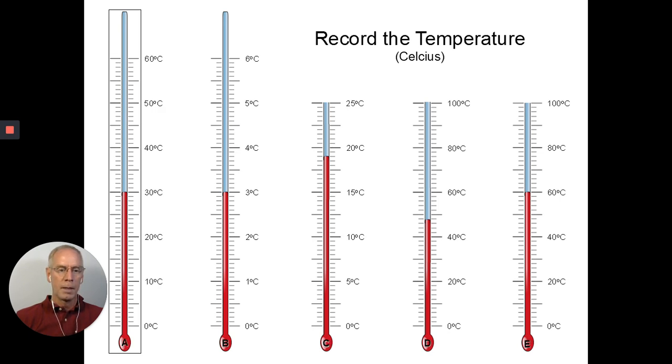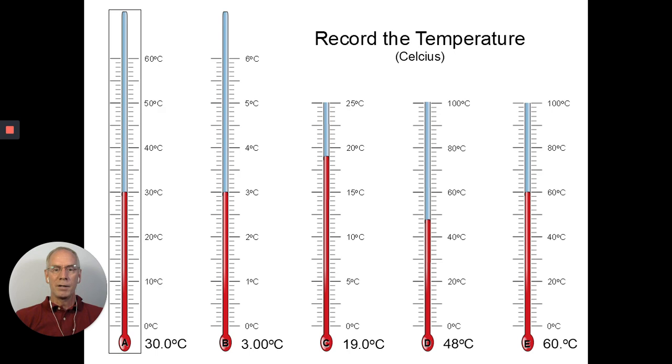That first one, I would get 30.0 degrees Celsius. It goes by ones. I need to go to the tenths. The second one, 3.00 degrees. It goes by the tenths, so I need to record to the hundredths place. The next one is 19.0. After that, 48 degrees Celsius. And finally, 60 with a decimal, or 60.0 degrees Celsius.